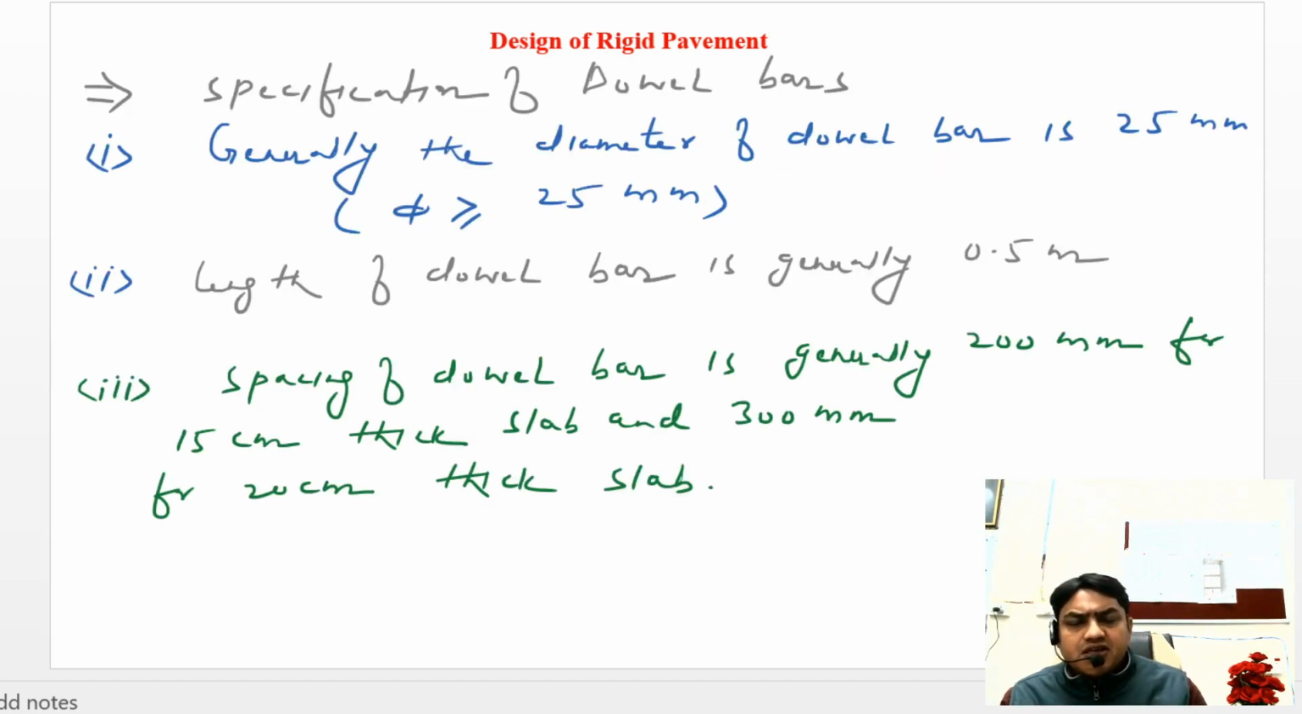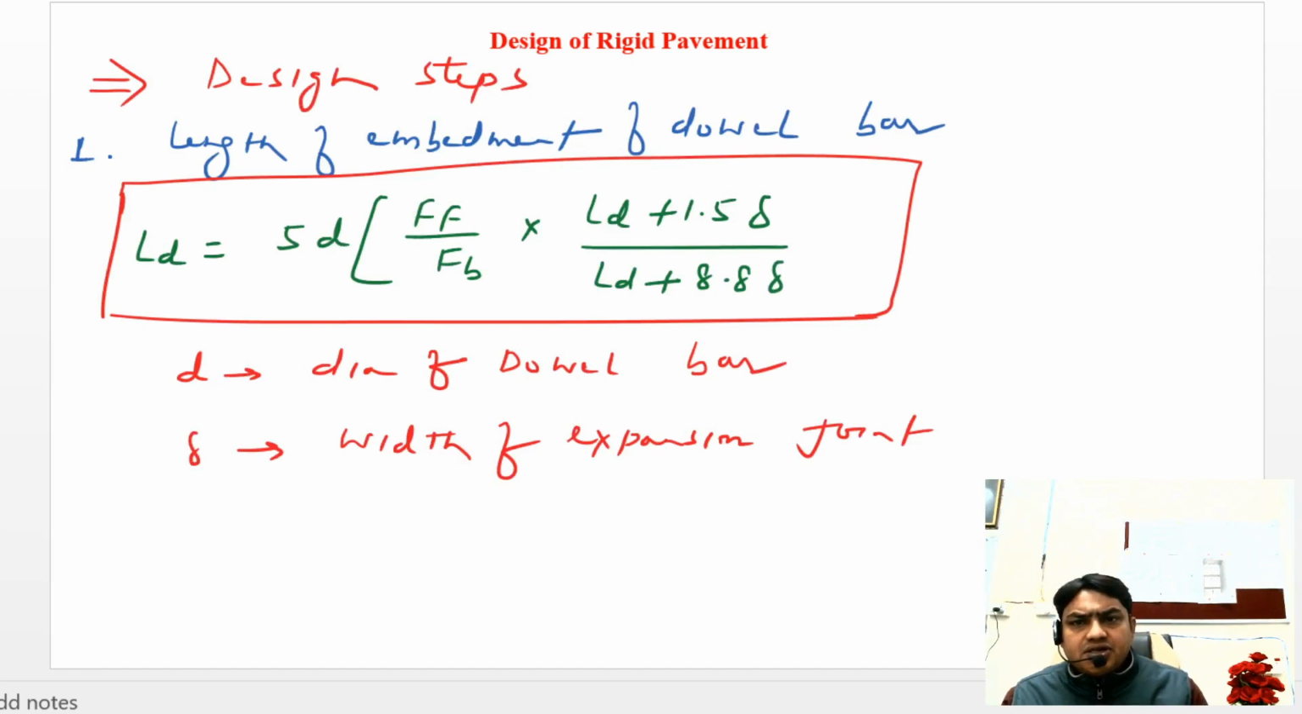What are the various specifications that are given by the IRC? Specification of dowel bars. Generally the diameter of a dowel bar should not exceed 25 mm. Length of dowel bar is generally 0.5 meter and spacing of dowel bar is generally 200 mm for 15 centimeter thick slab and 300 mm for 20 centimeter thick slab. Design steps for the dowel bars.